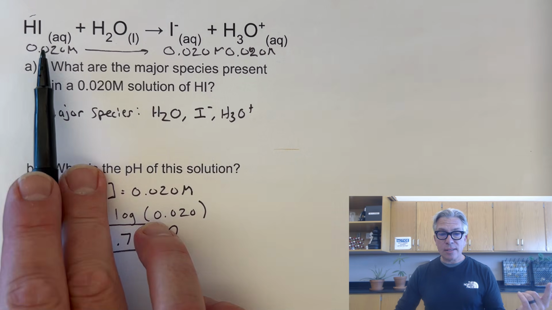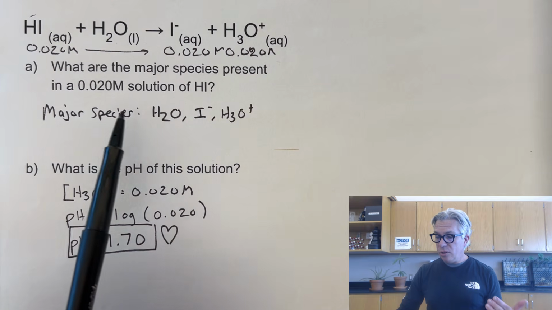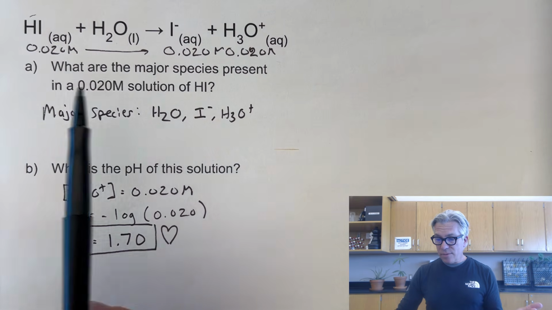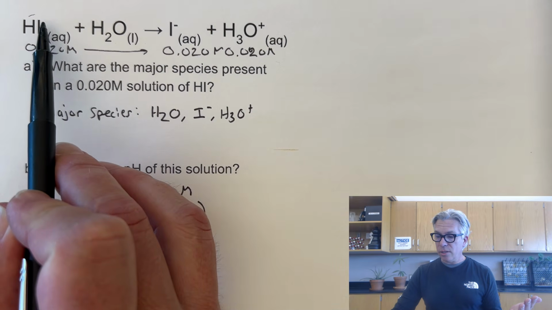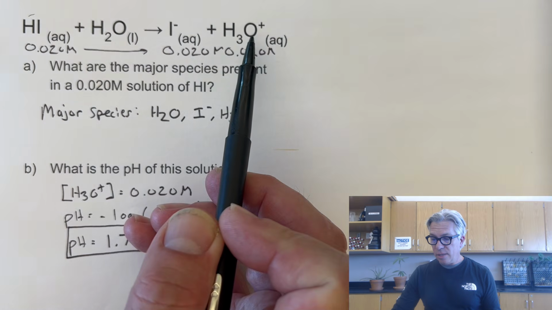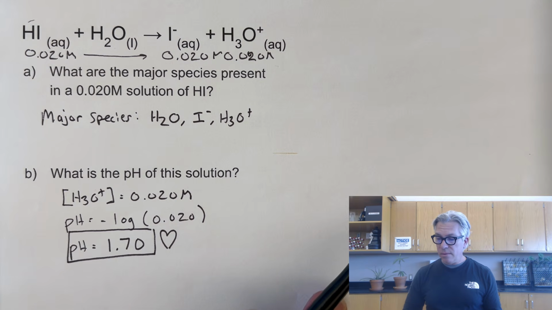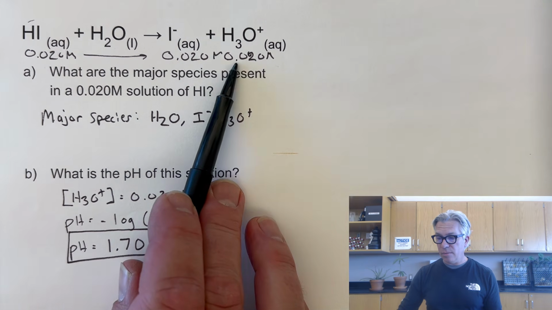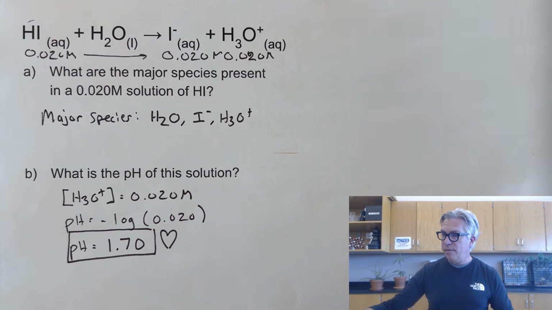HI, friendliest acid in the whole world because it's always saying hi. What are the major species present in a 0.202 molar solution of HI? When this dissolves, there's actually going to be none of that left over. They're all going to be iodides and hydroniums, and of course the water is floating around in there as well. What's the pH of this solution? Well, if I know the concentration of the acid, I know the concentration of the hydronium, just equal amounts, and I take the negative log of that to make 0.7.